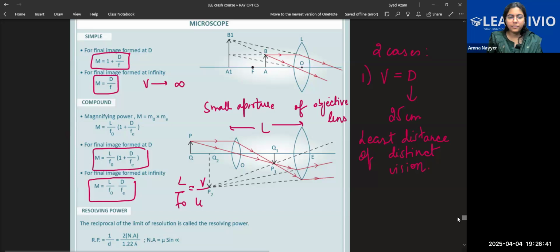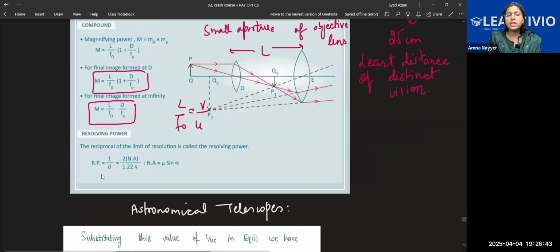Then resolving power is 1 by D. That is, we write this as 2 divided by 1.22 lambda. 1 angstrom is 10 to the power minus 10. This is written a little more clearly below, so just leave this right now.